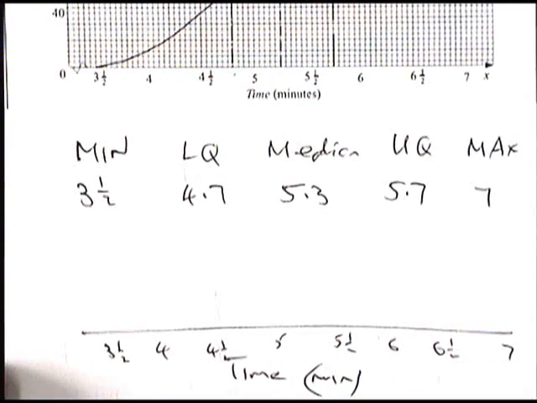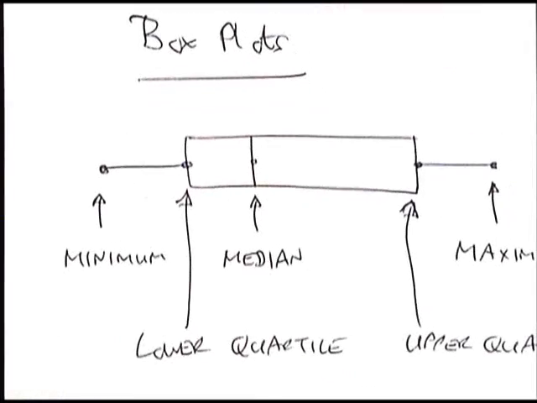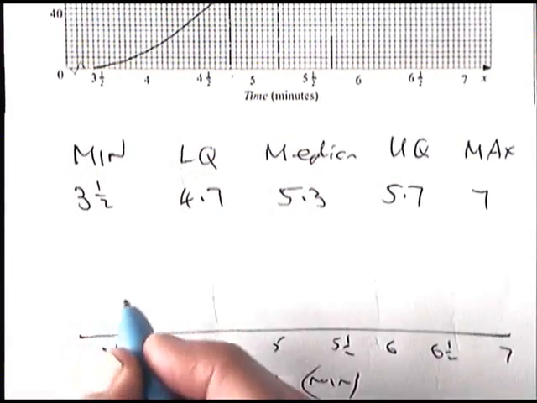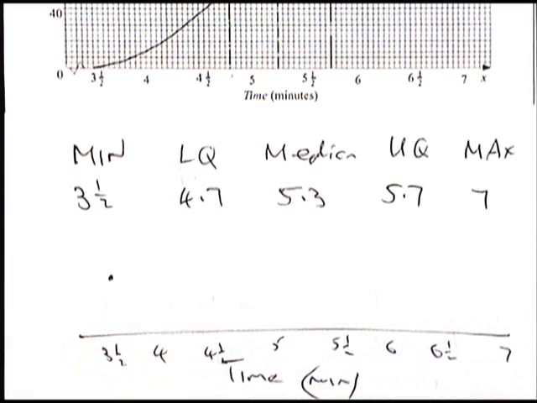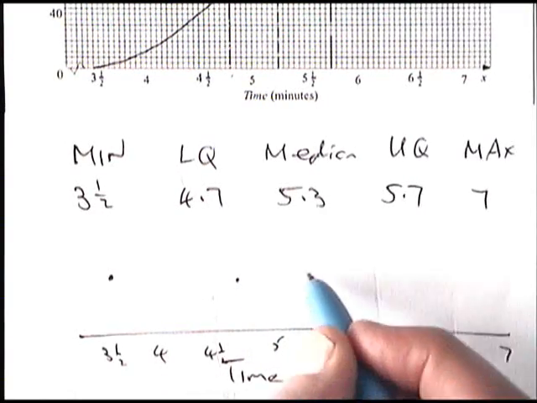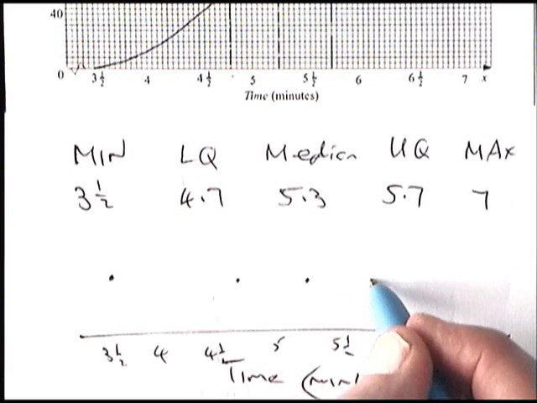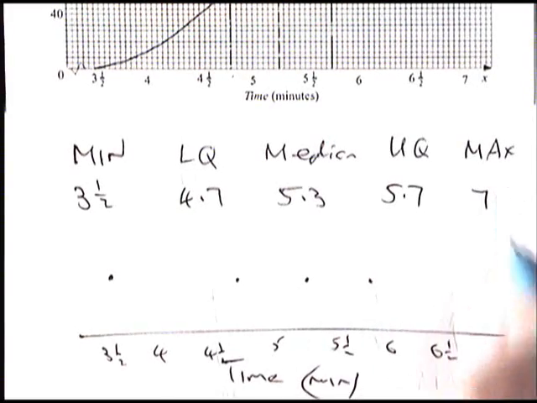Now when you do it, you do need to use squares in your book or graph paper and draw this out really accurately. Now going back to the diagram we had a minute ago, I need to put these markers on. Where the minimum value is, I put a point. Where the lower quartile is 4.7, I put a point. The median at 5.3, I put a point. The upper quartile at 5.7, I put a point. And the maximum at 7, I put a point.